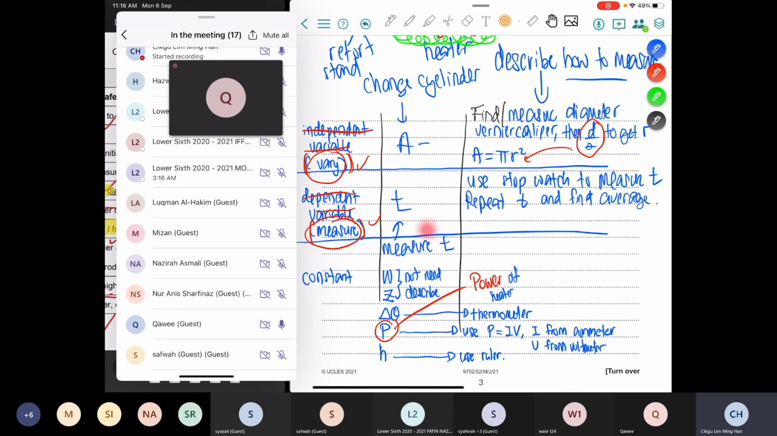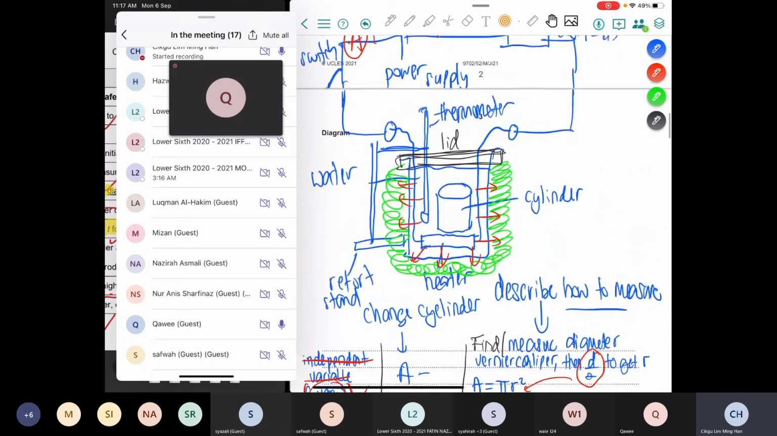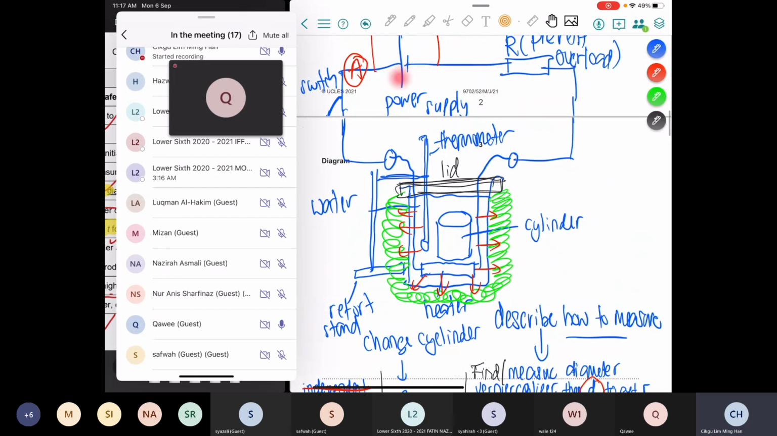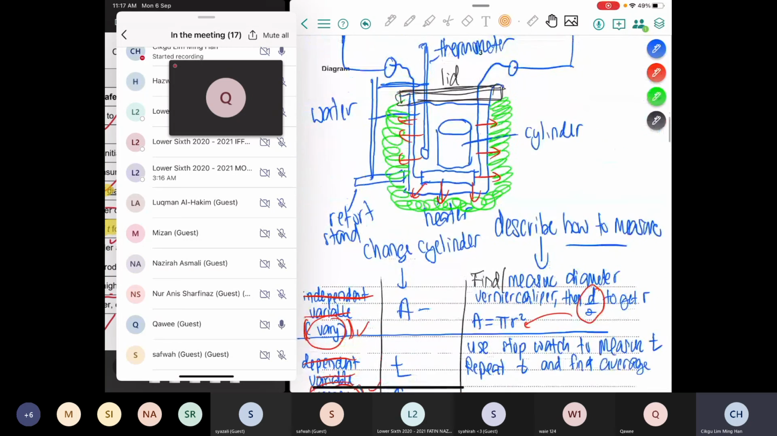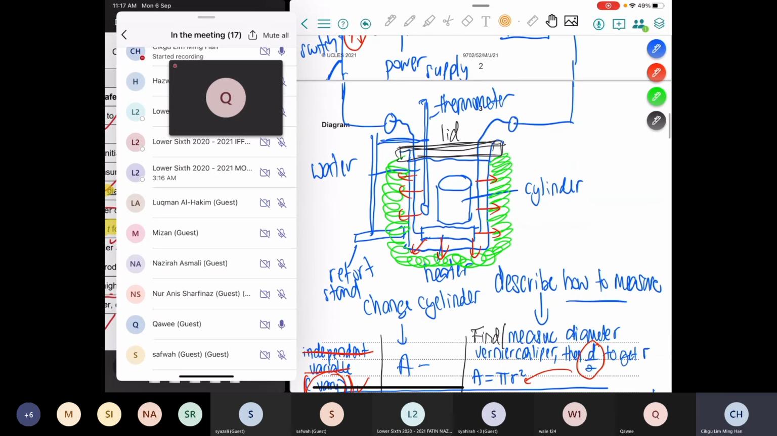Make sure that the picture you draw lets you find T, find delta theta, find power, find H. Make sure you show all of that in the picture. You can show how to find the power, the temperature, and the length too. This one is indeed difficult. The diagram is difficult, but don't worry. If your diagram is wrong, it's just only 1 mark. So not to worry.